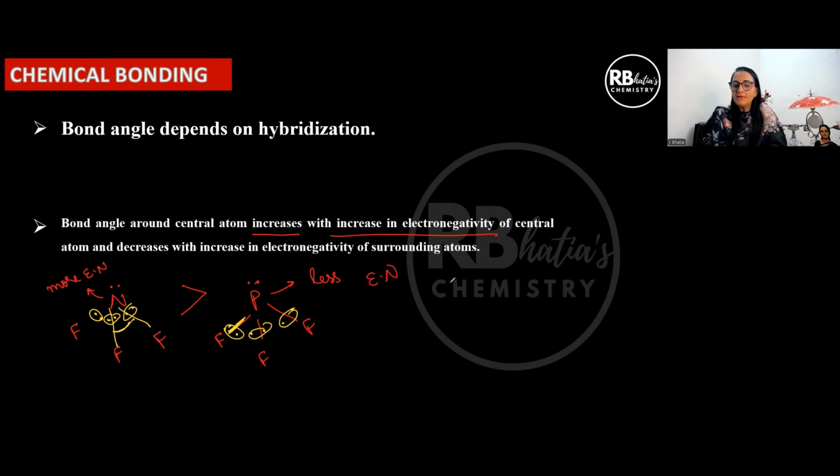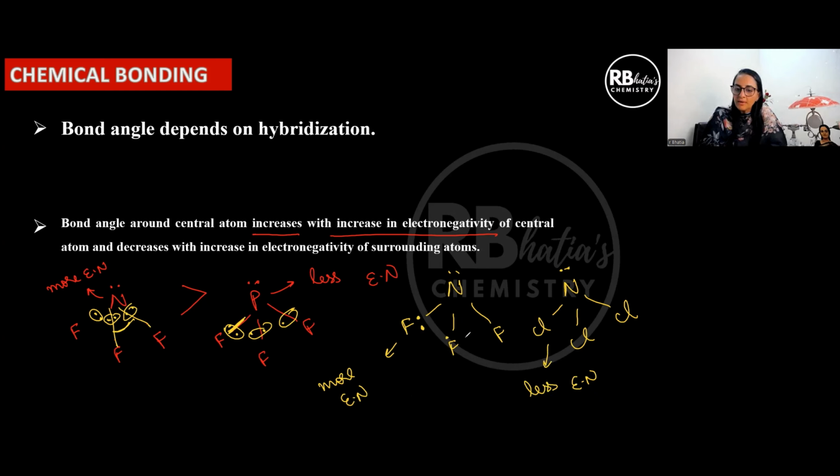Clear? Now, similarly, if I talk about the bond angle between NF3 and, let us say, NCl3, I'm not talking about any other factors, just focus on the electronegativity part. This time, the electronegativity of the central atom is the same, but the surrounding atom is more electronegative here. This is less electronegative. So this time the electron pair is closer towards fluorine, and here it is closer towards nitrogen. So the bond angle here is going to be more.